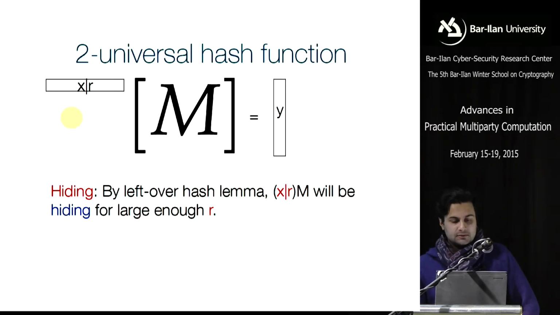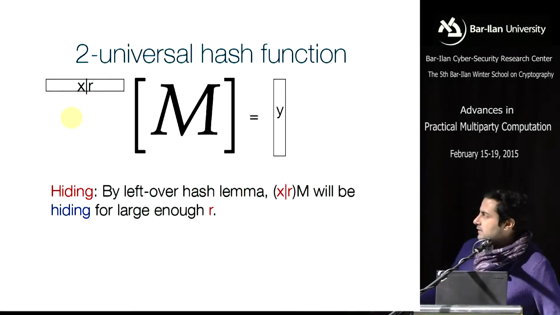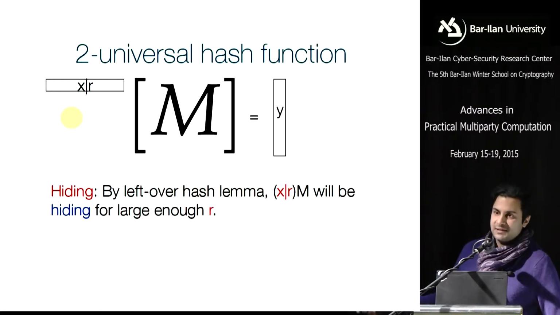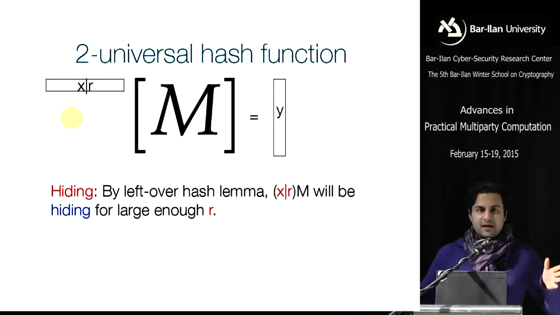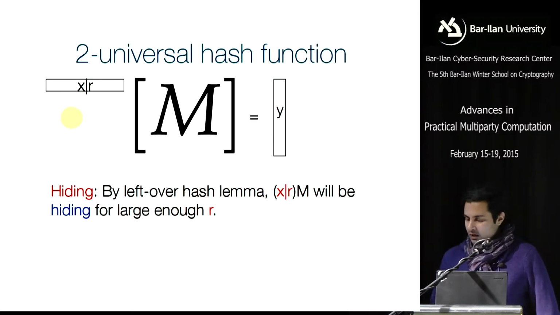And so what we're going to do is, if we take the input x and add enough random bits at the back here, so if we augment the input space to be x and r, then this y right here is going to be hiding for large enough r. So if we add enough bits here, by leftover hash lemma, this y will be hiding.